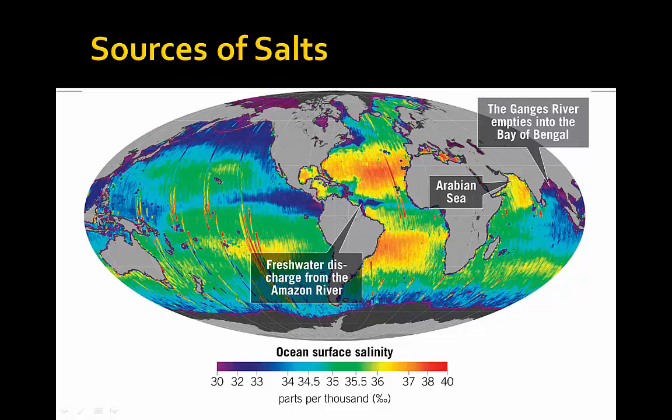Even though the average salinity is stable, the salinity of ocean water is not the same everywhere. Places like the mouth of the Amazon are less saline because fresh water is diluted in the oceans. Places where there is more evaporation than freshwater input, like the Arabian Sea, will be more saline than average.